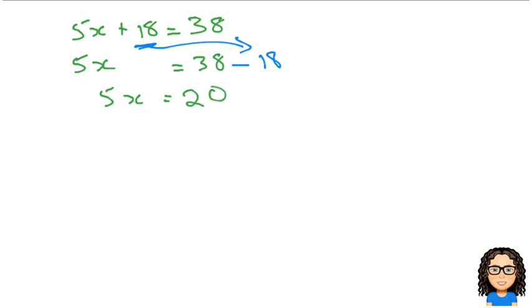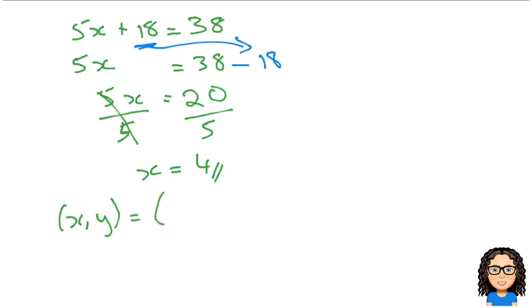Now I need to get rid of the 5. The opposite of multiplying is dividing. So I'm going to divide both sides by 5. They cancel to leave me with x equals 4. Good. Last step is I need to write out the answer. Okay, so the coordinate point where these two lines meet is when x is 4 and y is 6. And there's our answer.